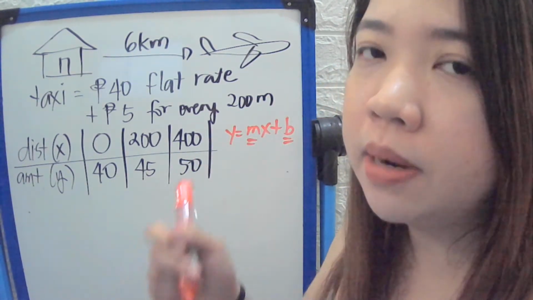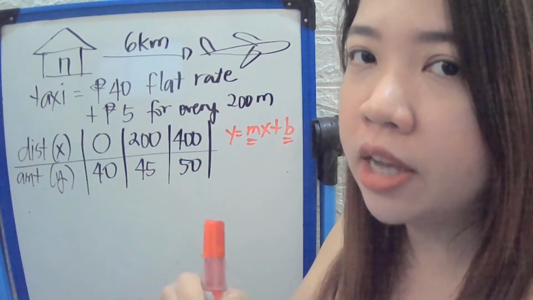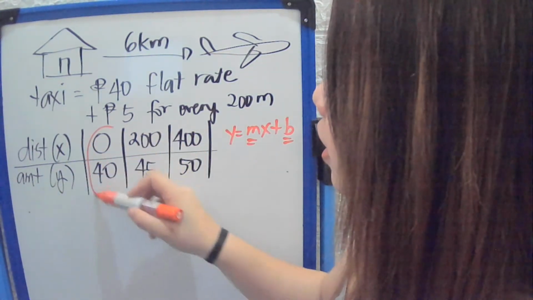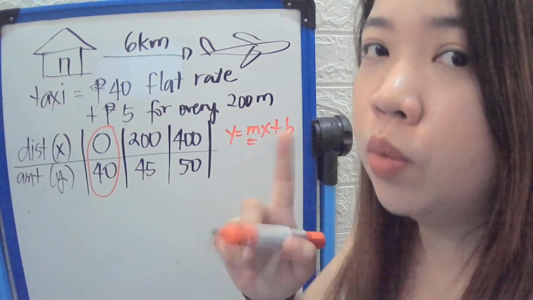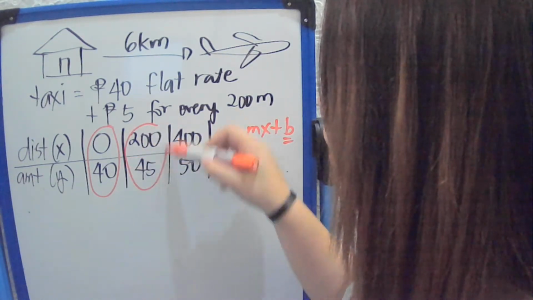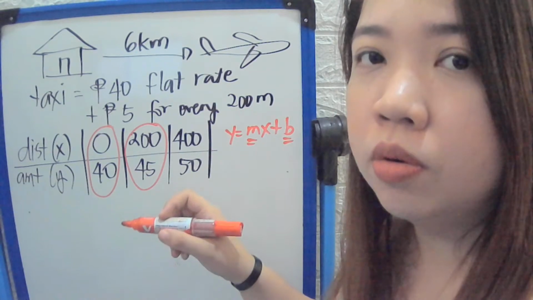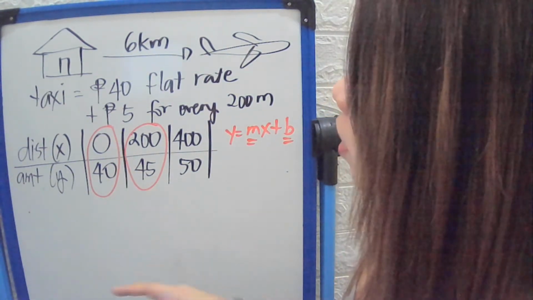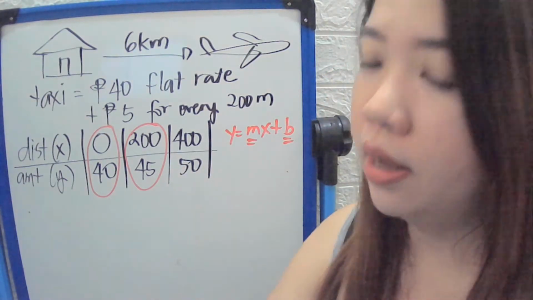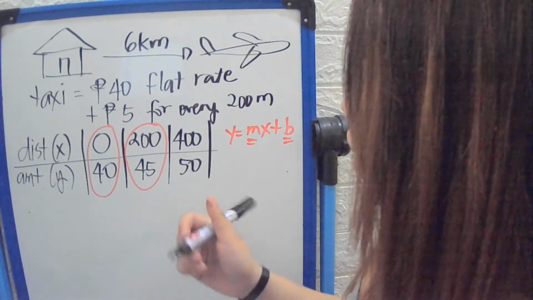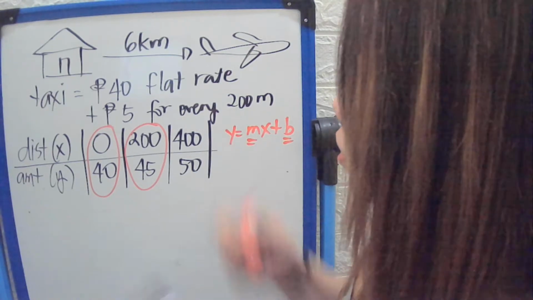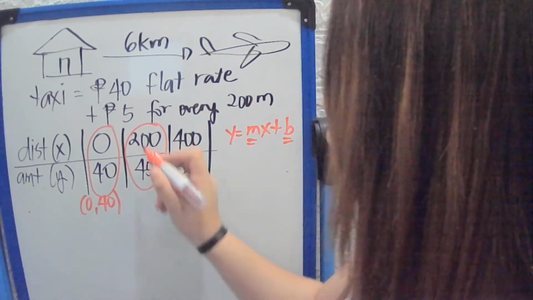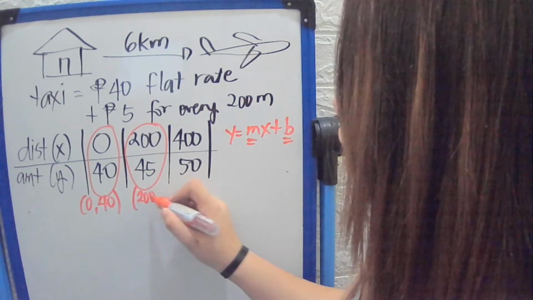Always remember, pag sinabi nating point, coordinate po siya, x, y. Meron kang x, y dito. So, yung partners na to, that will be 1 point. And then, another partners here, yun yung second point mo. Okay? Kasi ito yung value for x, ito yung value for y, value for x, value for y. So, makakagawa tayo ng points natin out of those. So, ang point natin dito ay 0, 40. Ang point natin dito ay 200, 45.